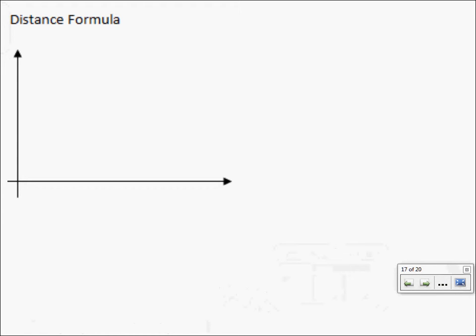And welcome to a discussion on the distance formula and the midpoint formulas. Okay, so let's get started by looking at the distance formula.